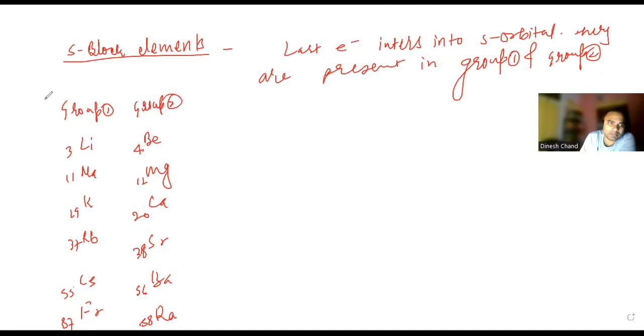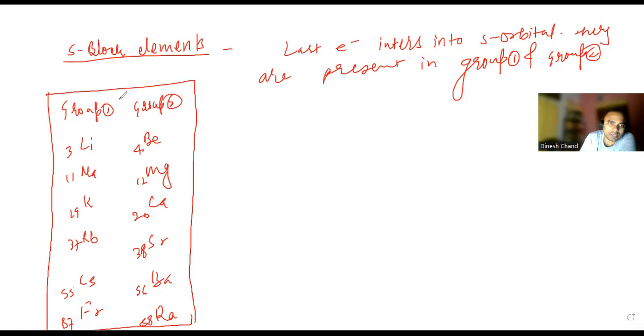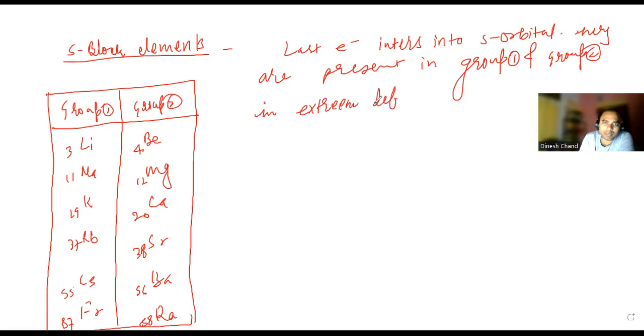This is the S block element. S block elements are those elements in which last electron enters into S orbital. These elements are classified into group 1 and group 2 in the extreme left side of periodic table. Which side? Left side of periodic table.